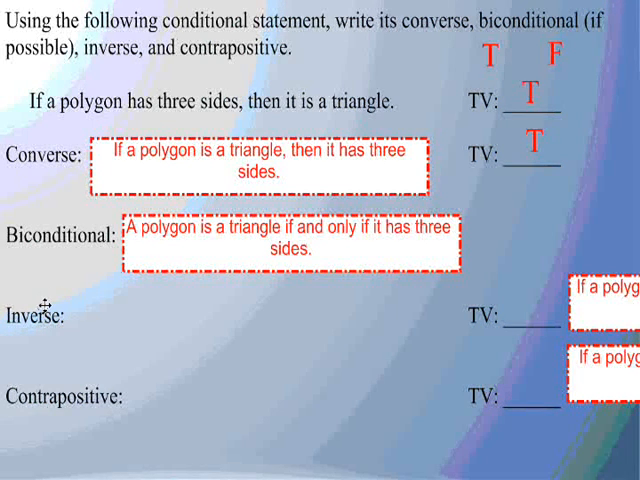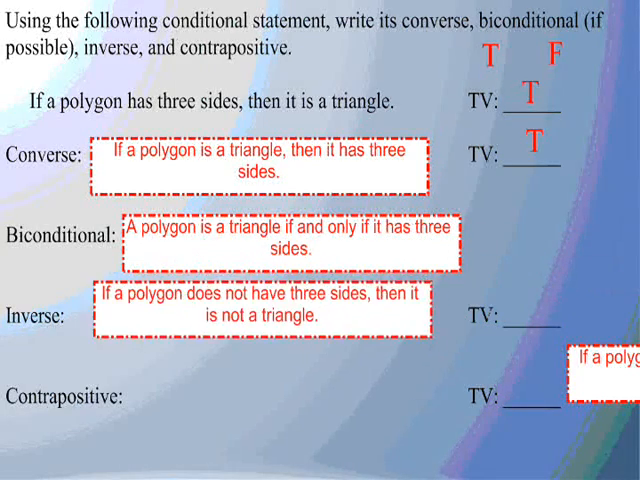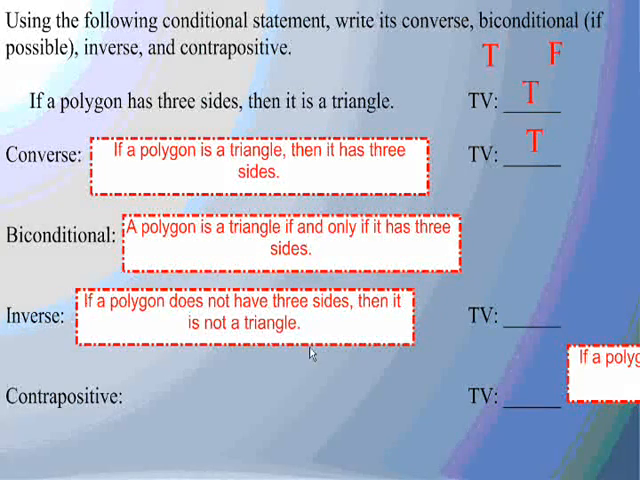All right, my inverse is the negation of the original conditional statement. So I'm going to go ahead and stick not in here. So if a polygon does not have 3 sides, then it is not a triangle. How about that one? True or false? Well, that's also true. In order to be a triangle, you have to have 3 sides. So if you don't have 3 sides, then you are not a triangle.